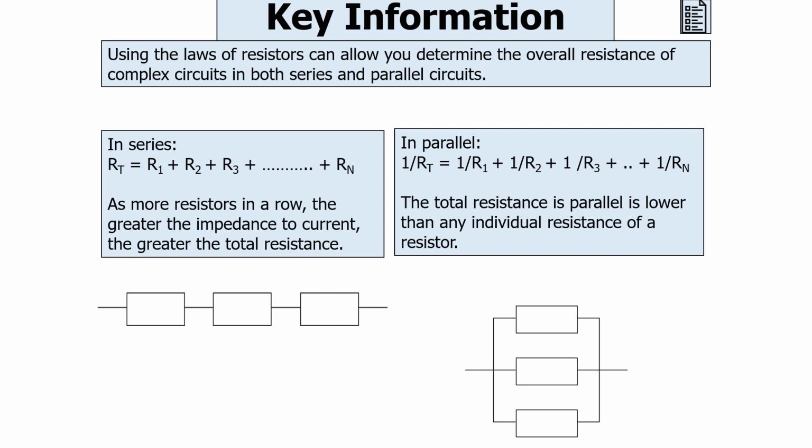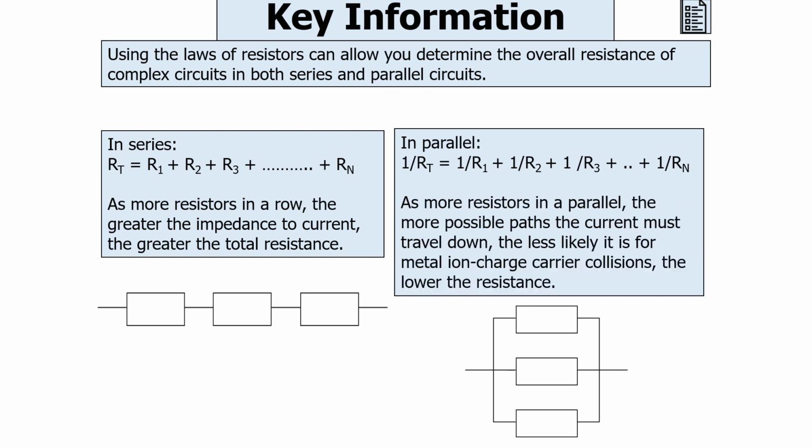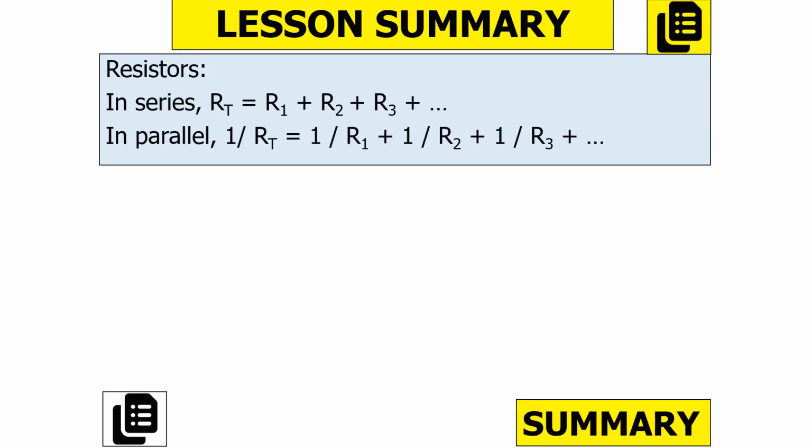Whilst in parallel, we know that 1 over R total is equal to 1 over R1 plus 1 over R2 plus 1 over R3 all the way to plus 1 over Rn. So the total resistance in parallel is lower than any individual resistor. This is because the more possible paths the current has to travel down, the less likely it is for the metal ion and charge carrier collisions, lowering the resistance. As a summary to today's lesson, we should be able to work out the total resistance of resistors in series and in parallel.